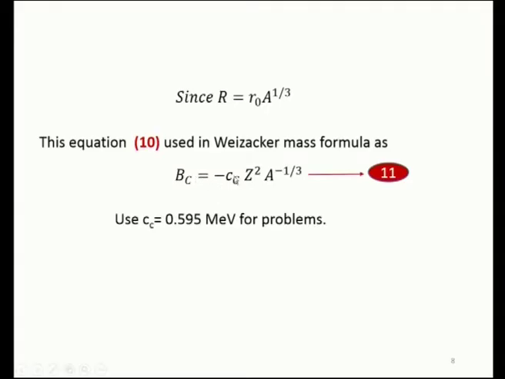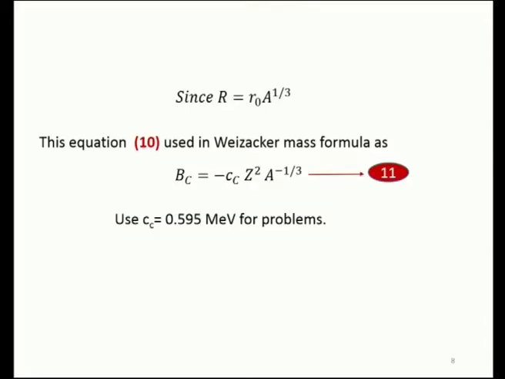The Cc in the Weizsäcker formula is the Coulomb constant, the constant due to Coulomb energy. So here we get this equation. Why am I saying this? In the Weizsäcker formula, Bc was this part, a constant times Z squared A to the power minus 1 by 3. Weizsäcker found this experimentally and gave it.